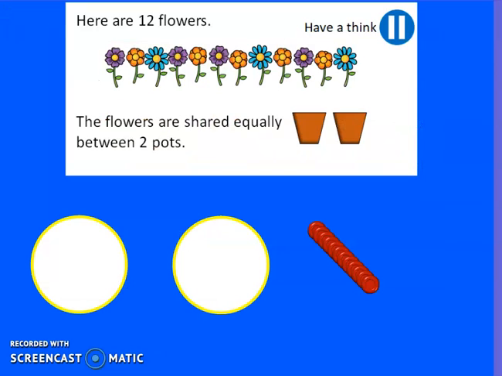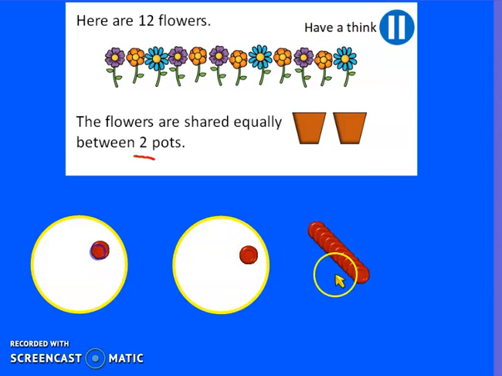In this question, we've got 12 flowers, and the flowers are to be shared equally into 2 pots. So again, in your maths book, could you draw those 2 circles and get ready to draw your dots or flowers or circles to represent the flowers in each pot. Let's share them equally together.